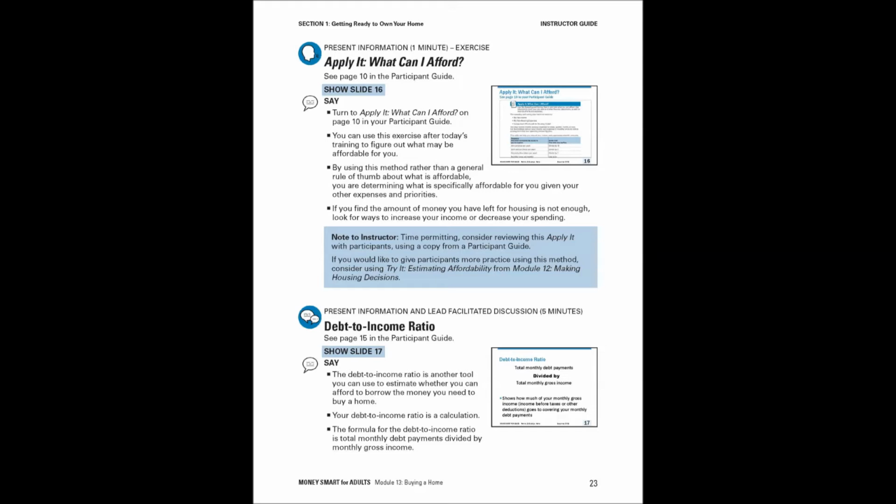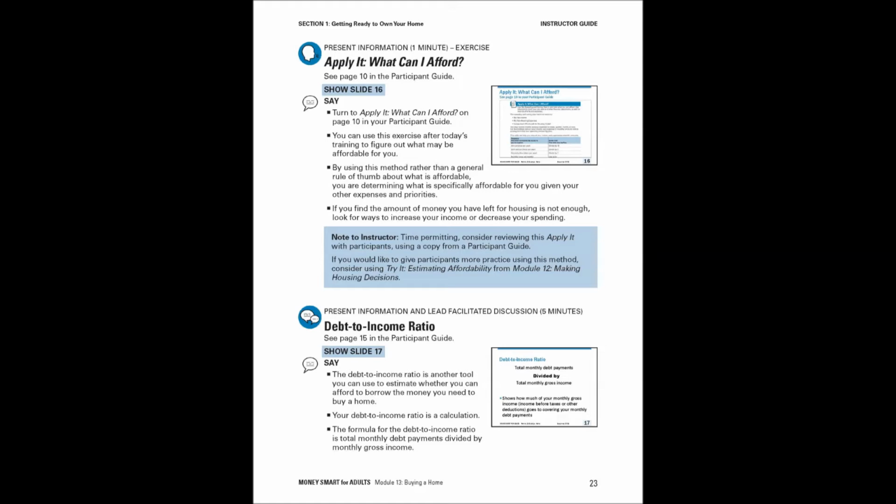Now, here's a note. Time permitting, consider reviewing the apply with participants using a copy from the participant guide. Okay, so you're going to get your own copy and consider going through this with them if the time permits. Now, also, I'm going to refer you to Module 12. There is a try it activity, estimating affordability in terms of making housing decisions. Again, that's Module 12. If that's going to help facilitate the discussion, I would certainly bring that into the conversation at this point.